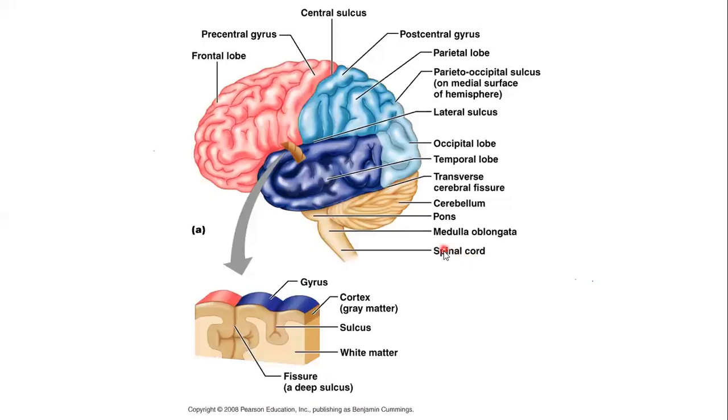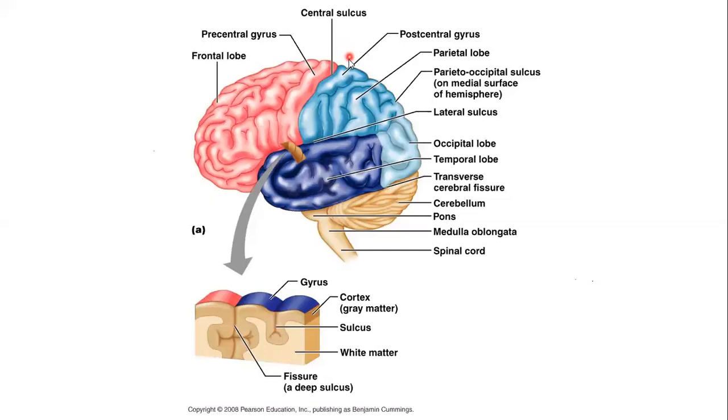We have the spinal cord, this part, then the medulla oblongata, this part, then the pons, then the cerebellum, transverse cerebral, then you have the temporal lobe. This temporal lobe is named after the temporal bone. Then you have the occipital lobe here, which is named after the occipital bone. Then you have the parieto-occipital sulcus on the medial surface of the hemisphere.